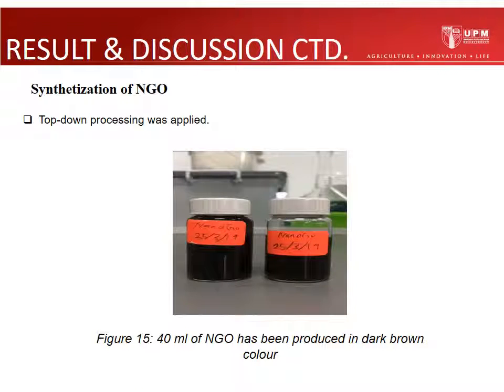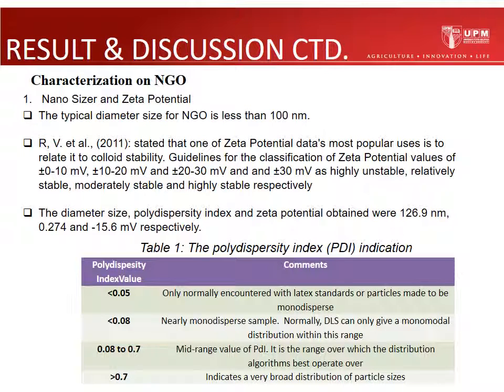Okay, now synthesization of NGO. This method uses top-down processing because we start with graphene oxide in micro size and process it further until it becomes nano size. Okay, now characterization on NGO, because this is the way to make sure the NGO is pure. There are about 3 characterizations that have been done, which are nanosizer, zeta potential, and the last one is FTIR.